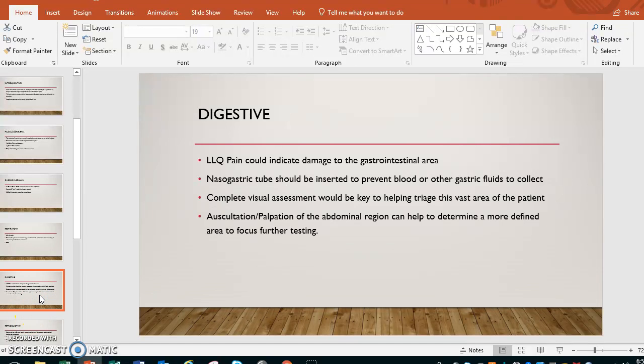Left lower quadrant pain could indicate damage to the gastrointestinal area. A nasogastric tube should be inserted to prevent any blood or gastric fluids to collect. Complete visual assessment would be helpful to help triage the vast area. Auscultation and palpation of the abdominal region can be used to determine a more defined area to focus on for pain in the abdomen.